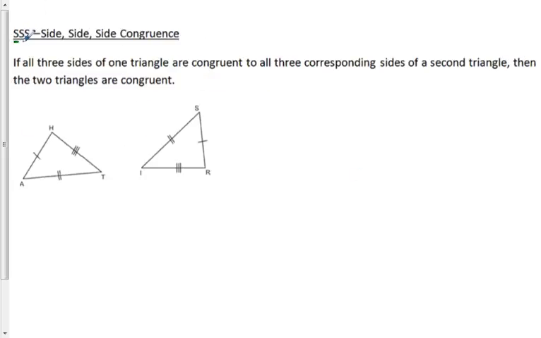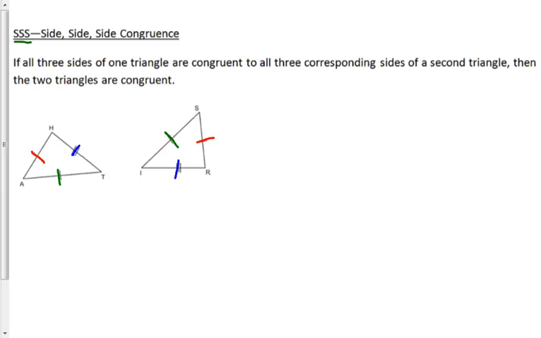Okay, another one would be side, side, side. And again, what this is saying, if I have 2 triangles, I say this side is congruent to this side, this side is congruent to this side, and this side is congruent to this side. These have to be, again, the exact same triangle. There's no other way to draw a triangle with the 3 sides being the same length as another triangle.